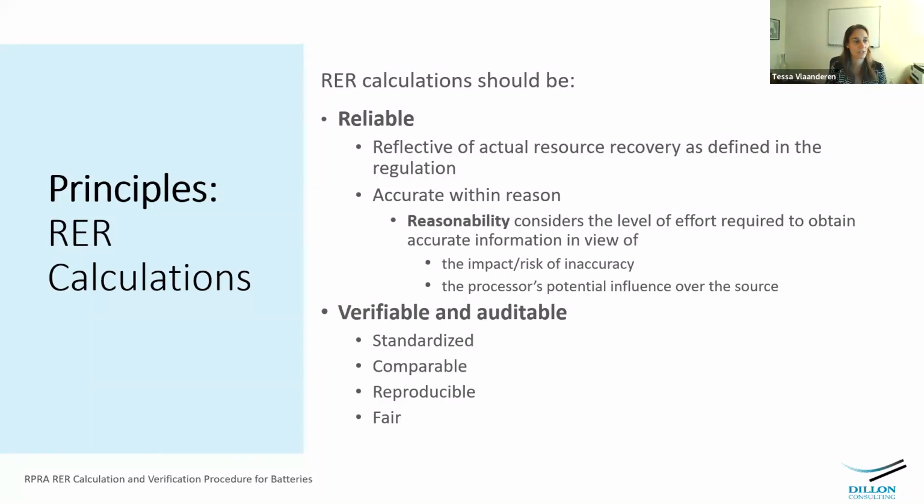Secondly, calculations should be verifiable and auditable, meaning the calculation has to be standardized so that the outcomes of the calculations are comparable, reproducible, and fair.